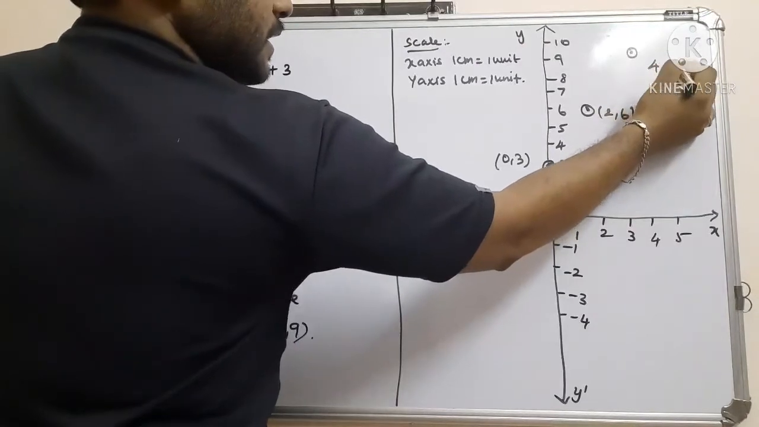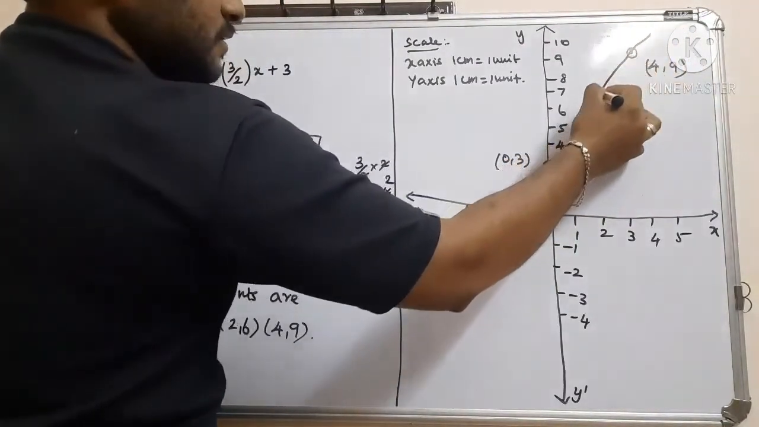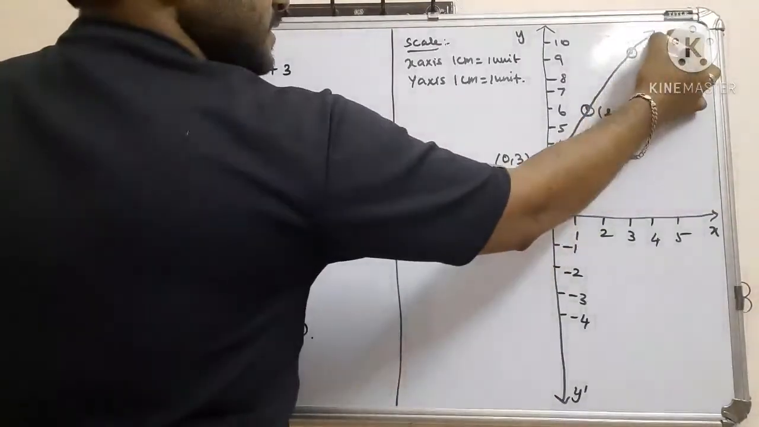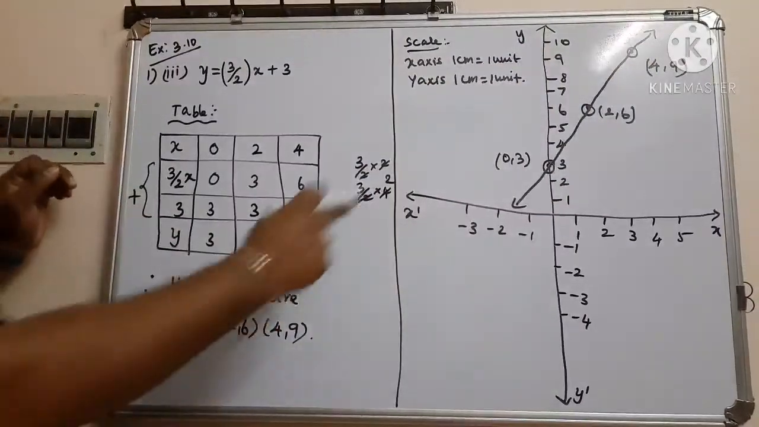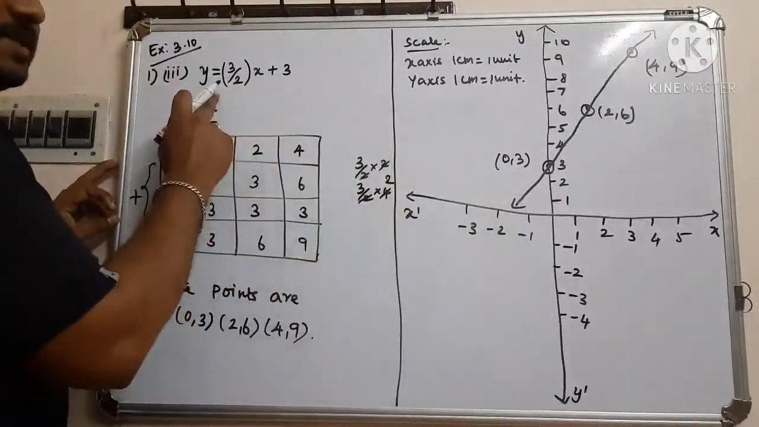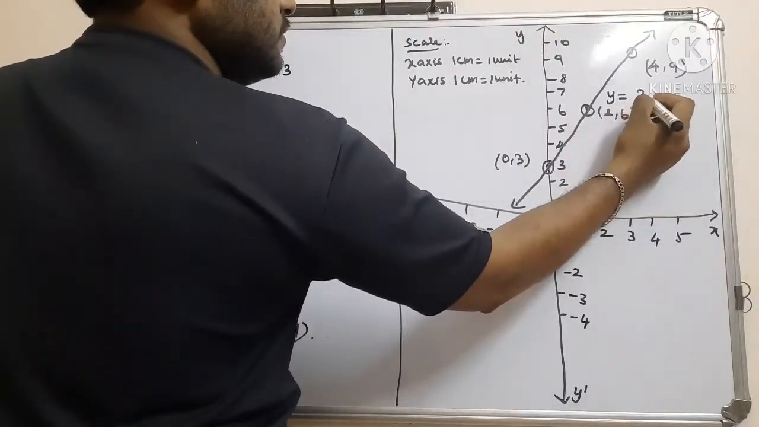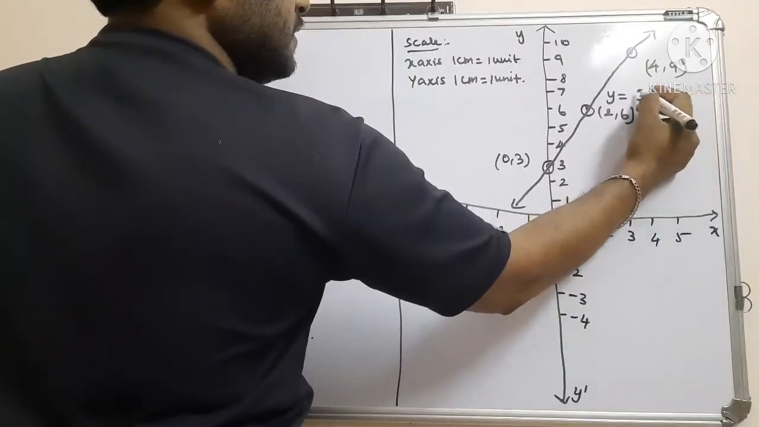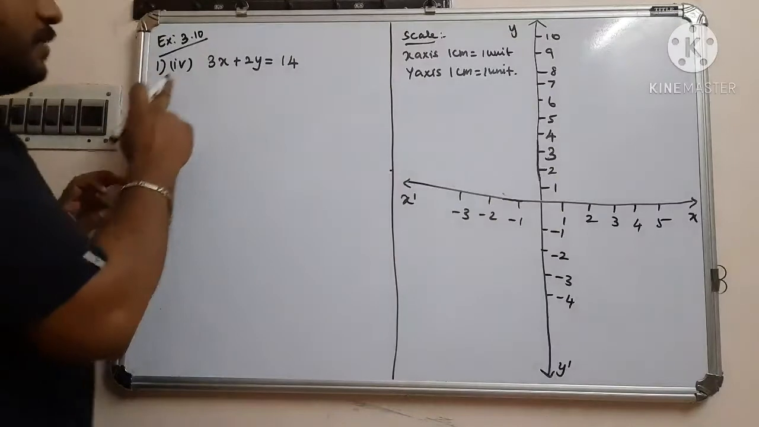4, 9. So now you have to join the line. Using scale only you have to join. Just extend it. So this line comes under the straight line. This line is, what is that? The equation y is equal to 3/2 x plus 3. 3/2 x plus 3. Next, exercise 3.1.